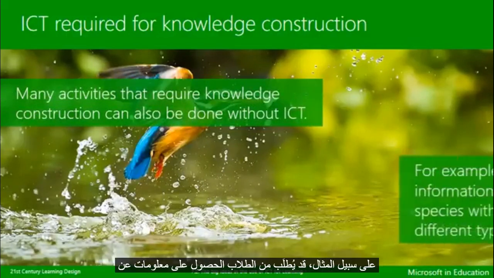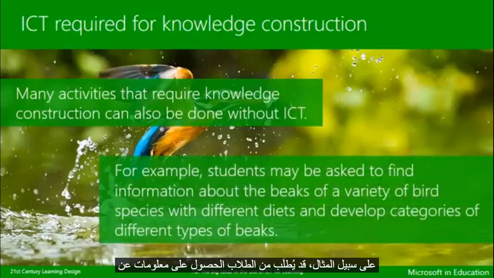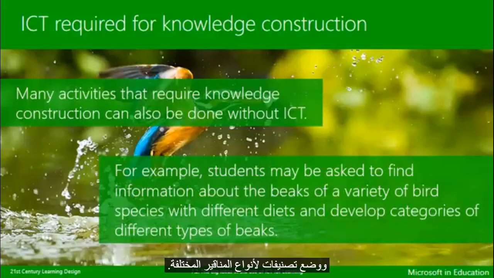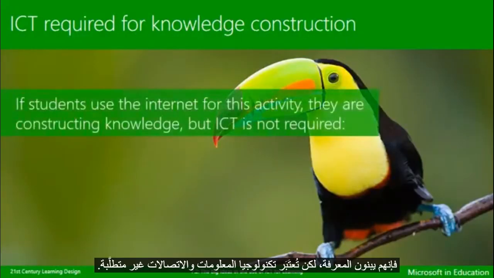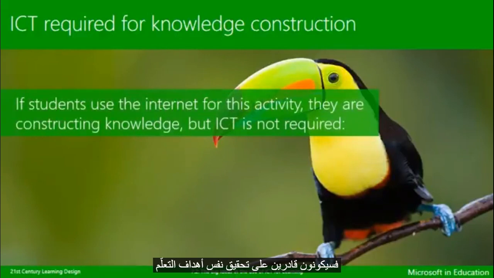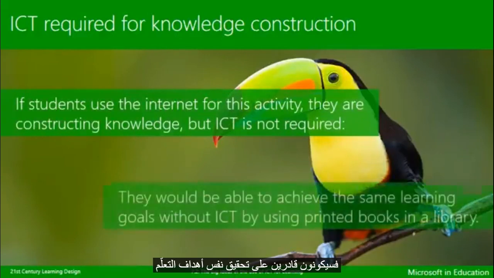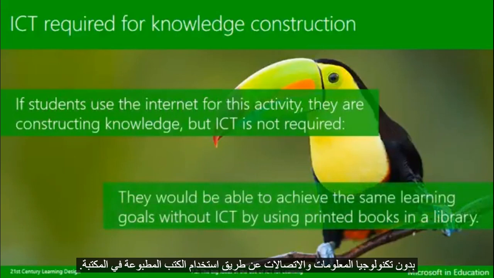For example, students may be asked to find information about the beaks of a variety of bird species with different diets and develop categories of different types of beaks. If students use the internet for this activity, they are constructing knowledge, but ICT is not required. They would be able to achieve the same learning goals without ICT by using printed books in a library.